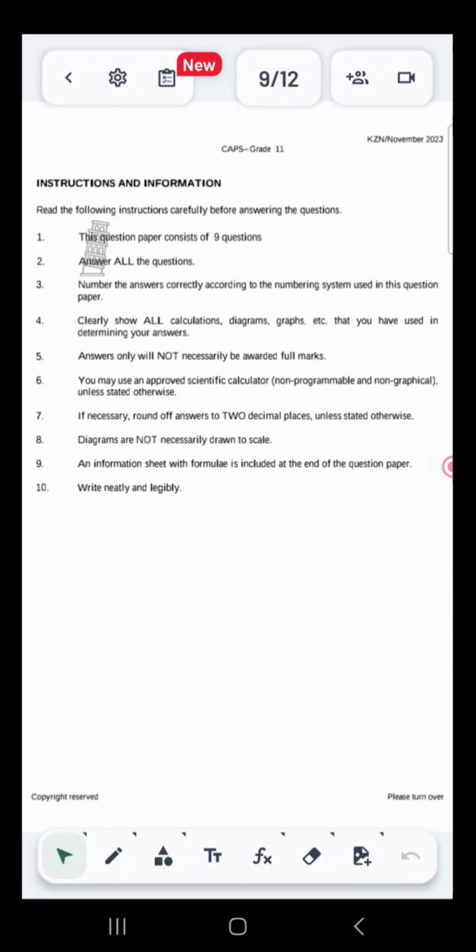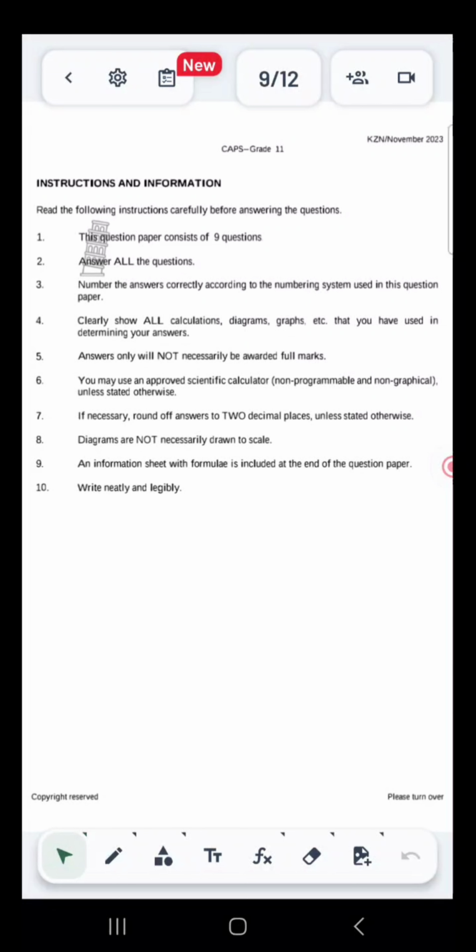If necessary, round off answers to 2 decimal places unless stated otherwise. You see, it even tells you. If you find questions where you have to round off, you don't have to ask yourself, do I round off to 1, 2, or 3? It's written in the instruction. But if you skip the instruction, you'll never know. You'll make mistakes, you'll lose marks. Diagrams are not necessarily drawn to scale.